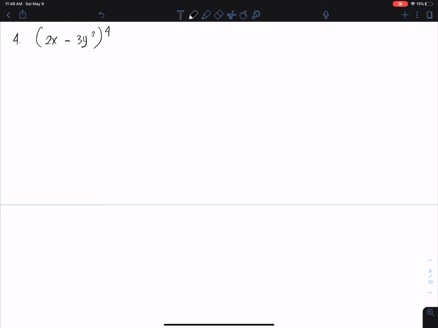Okay, now with the last question in the quiz, number 4 is about the binomial theorem, asking what is (2x minus 3y squared) to the power of 4. So what will be the form of this equation if we try to expand the structure?